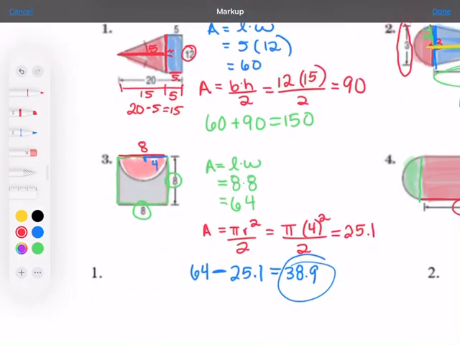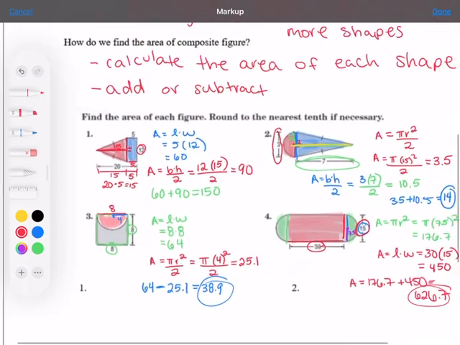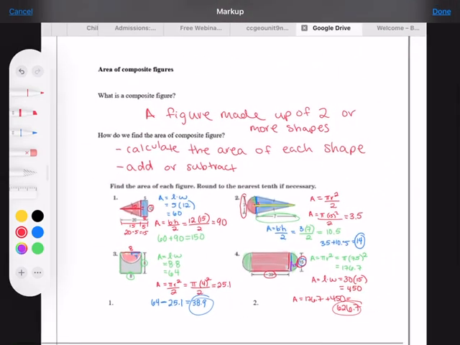Okay? So just take your time. Make sure you're using the right side lengths and values that you need to be using. But you guys shouldn't have a problem with this, okay?